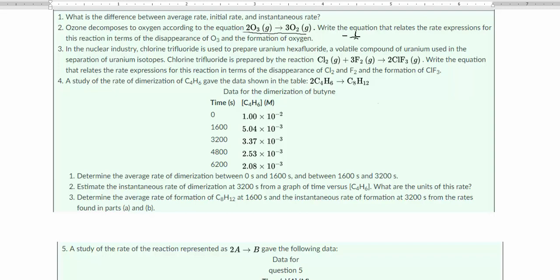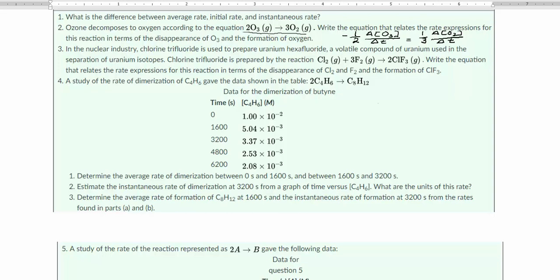We need the reciprocal of the stoichiometric coefficient, the change in the reactant concentration over the change in time is going to be equal to, and because we're on the product side now, we need a positive reciprocal of the stoichiometric coefficient, change in concentration of the product over change in time.